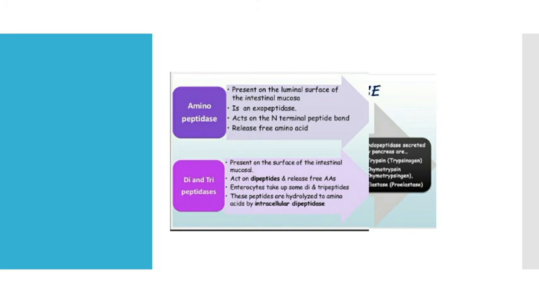Aminopeptidase and di- and tripeptidase: what do they mean? Aminopeptidase is present on the luminal surface of the intestinal mucosa. It is an exopeptidase that acts on the N-terminal peptide bond and releases a free amino acid. Di- and tripeptidases are present on the surface of the intestinal mucosa and act on dipeptides and tripeptides, releasing free amino acids.